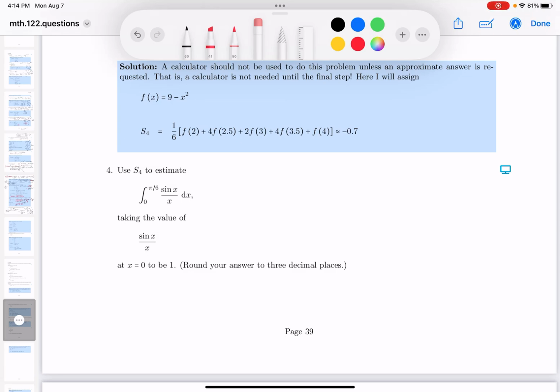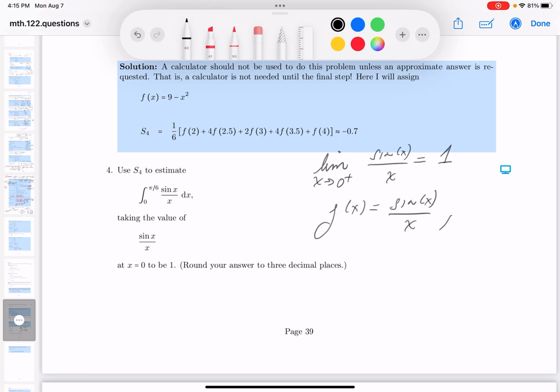Okay, number 4 is somewhat problematic. I'll tell you why. This function sine x over x is undefined at 0. But I do know from what you took in Math 121, Calc 1, that the limit as x approaches 0 from the right of sine x over x is just the number 1. So I would simply define that if f of x is equal to sine x over x, I would define that f of 0 is the number 1. All right, that's what I do.